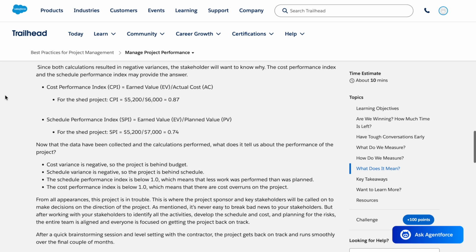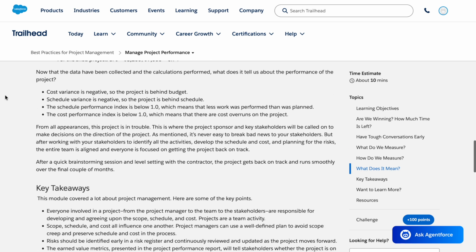Now that the data have been collected and the calculations performed, what does it tell us about the performance of the project? Cost variance is negative, so the project is behind budget. Schedule variance is negative, so the project is behind schedule. The Schedule Performance Index is below 1.0, which means that less work was performed than was planned. The Cost Performance Index is below 1.0, which means there are cost overruns on the project. From all appearances, this project is in trouble.